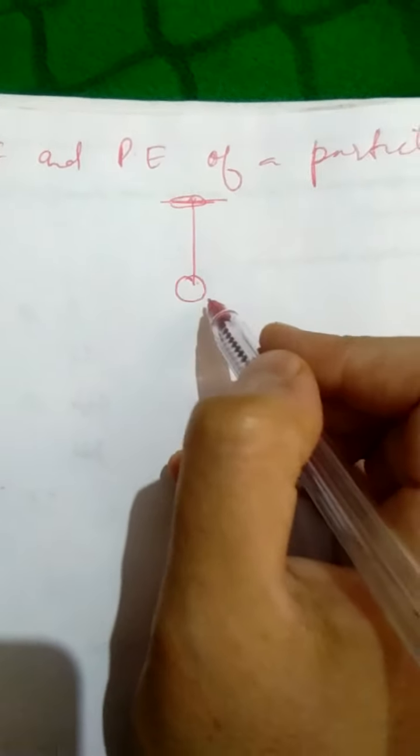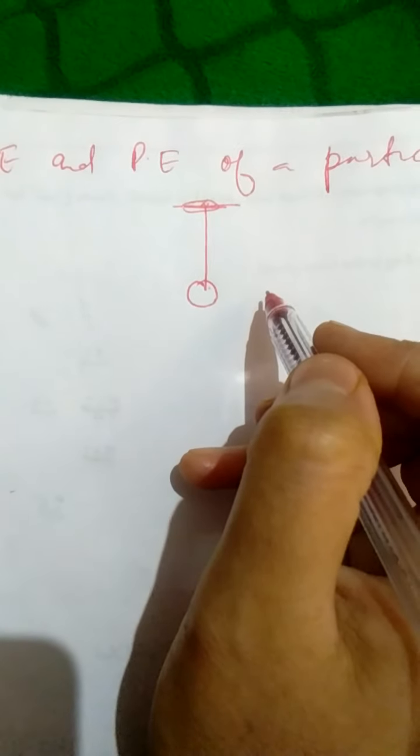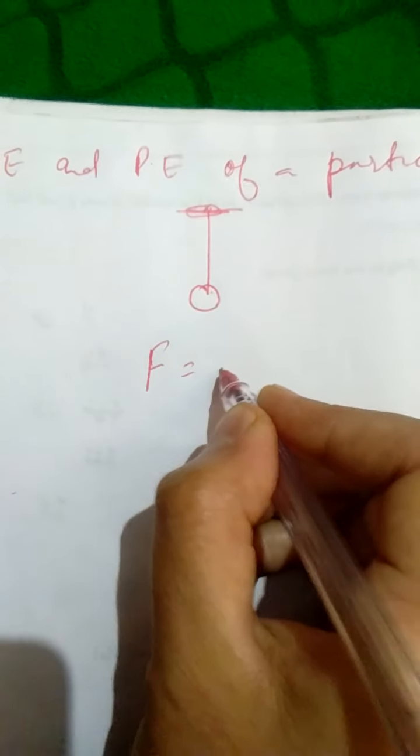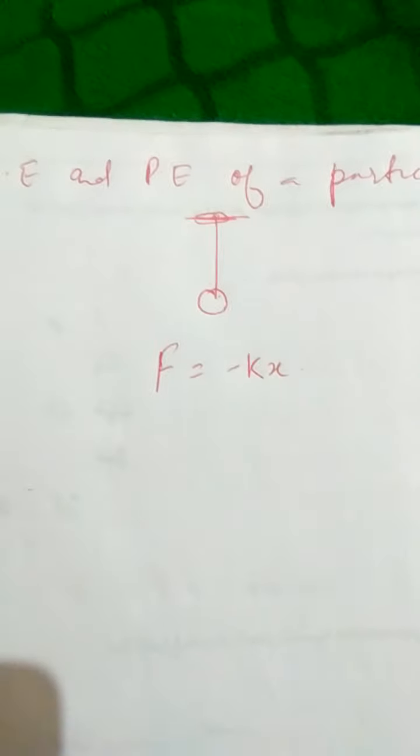When we drag the pendulum to one extreme end, a restoring force comes into play which opposes the motion of the pendulum, and that force is called restoring force, right? So that force acts against the direction of increasing displacement. So that was given by this, right?